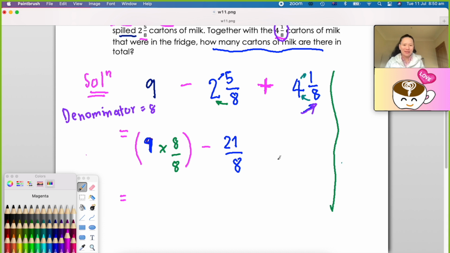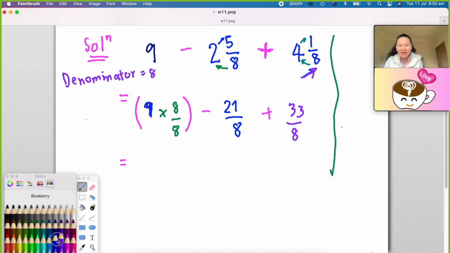And then I plus. 8 times 4 is 32. 32 plus 1 is 33 over 8. Okay, let's go to the next one. 9 times 8 is 72. Now I have 72 over 8. Subtract 21 over 8. And then I plus 33 over 8.